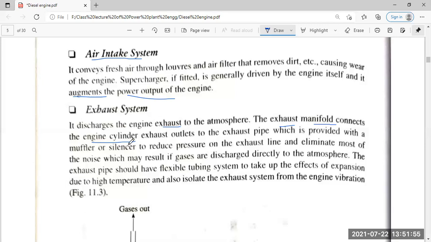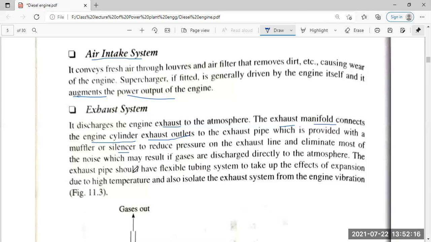It connects the engine cylinder exhaust outlets to the exhaust pipe, which is to be provided with a silencer to reduce pressure on the exhaust pipe and alleviate most of the noise, which may result if the gas is discharged directly to the atmosphere itself.